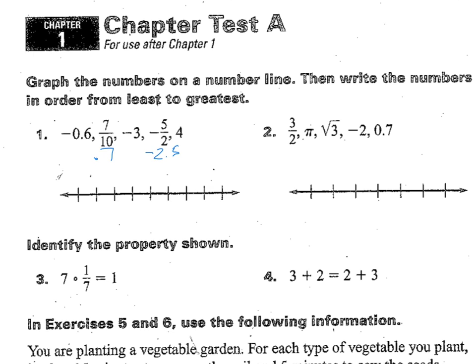Here on number 2, this would be 1.5. Pi is 3.14, and radical 3 is 1.73. And then of course then you have negative 2 and 0.7. So there's your set of numbers to order in least to greatest on the number line.